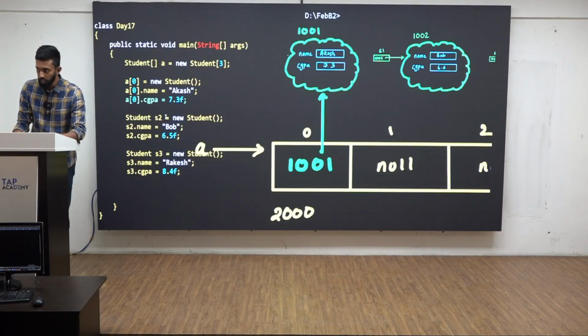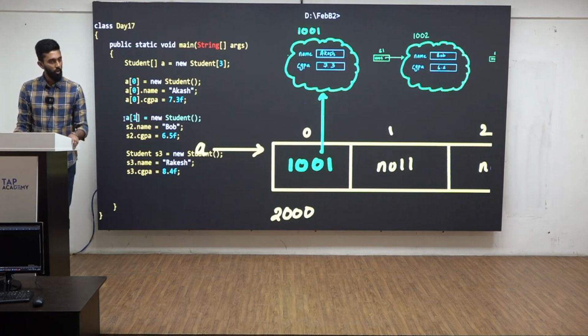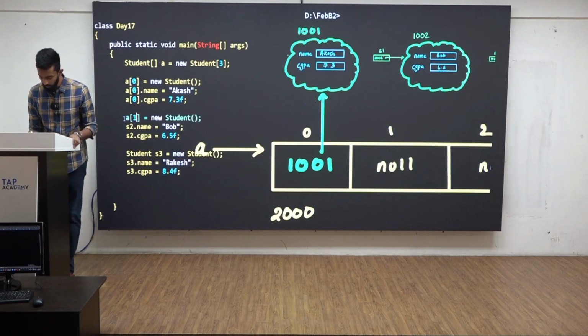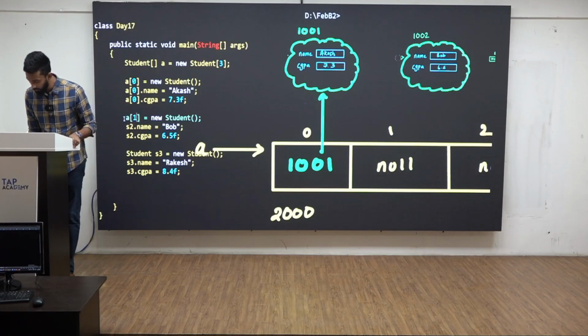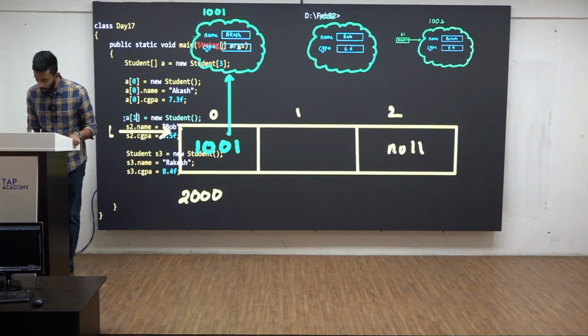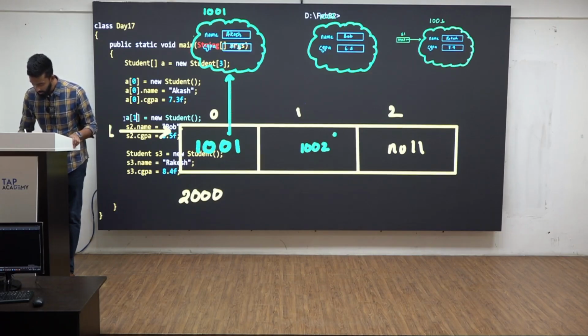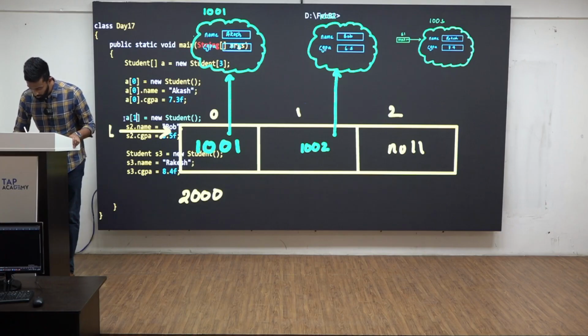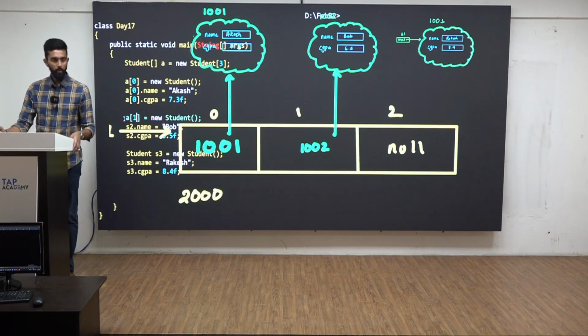If you understood this, easily you should be able to tell me what I should change here. A of 1. Correct or not? If you write A of 1, then very, very simple. This is not going to refer here. Now this null is going to go, and this 1002 is going to come and sit here, which means this is now referring to this. I think you understood. Clear?